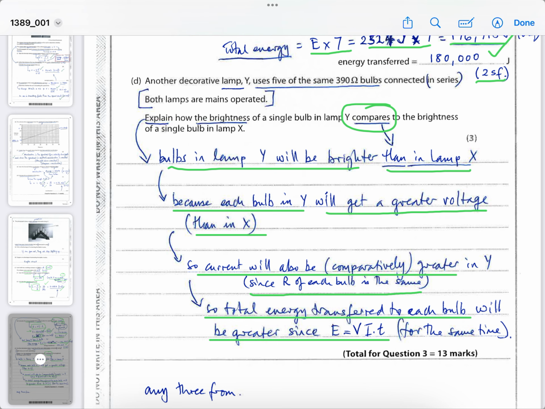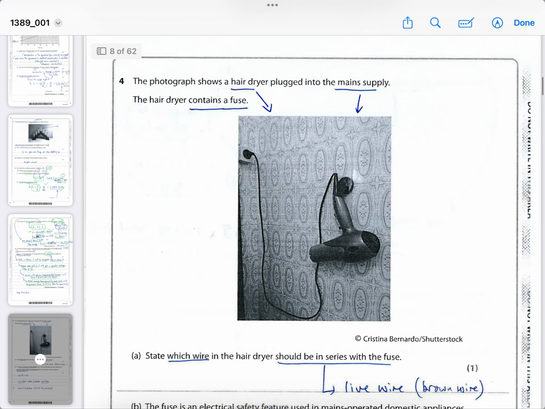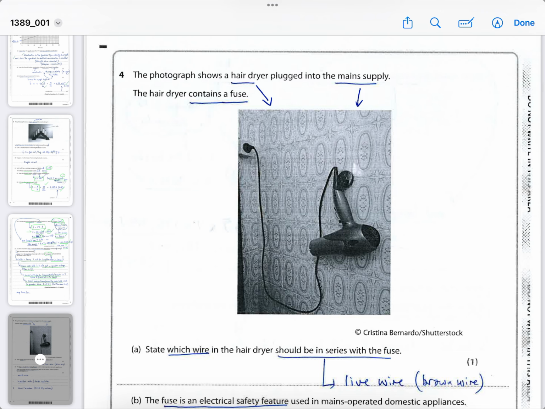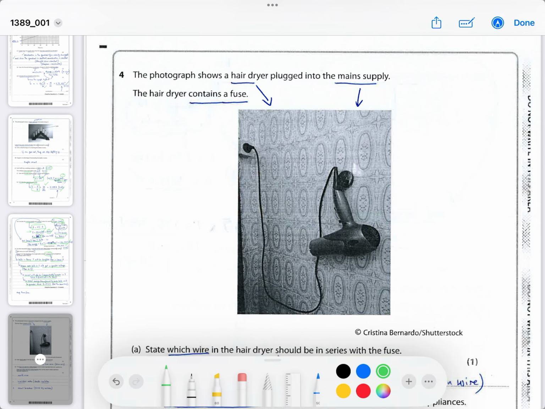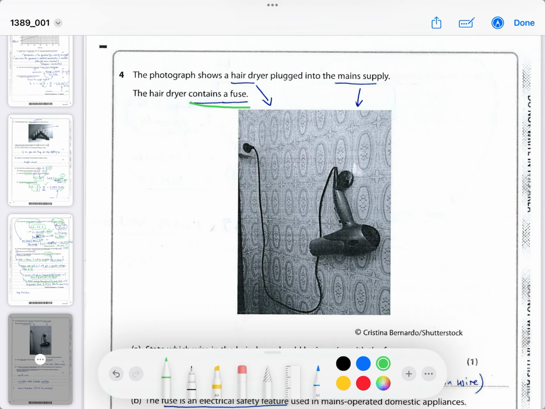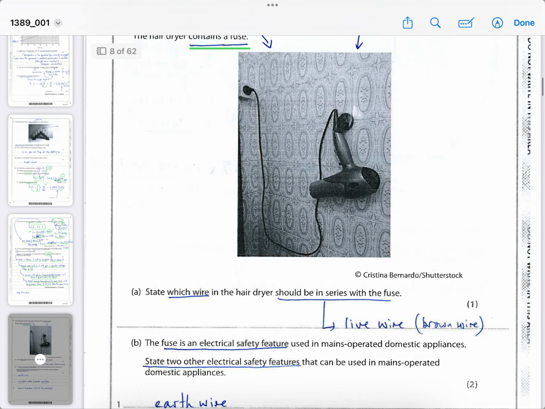So electricity is topic 2 in the IGCSE. And then we're going to do another question, which is also on electricity. This time it's about a hairdryer, and it's also to do with the mains supply. The graph shows a hairdryer plugged into the mains supply, and this time the hairdryer contains a fuse. So it looks like we're talking about safety features, fuses, etc. Okay, so they're going to ask you about the safety feature of fuses and how they operate. Which wire in the hairdryer should be in series with the fuse?